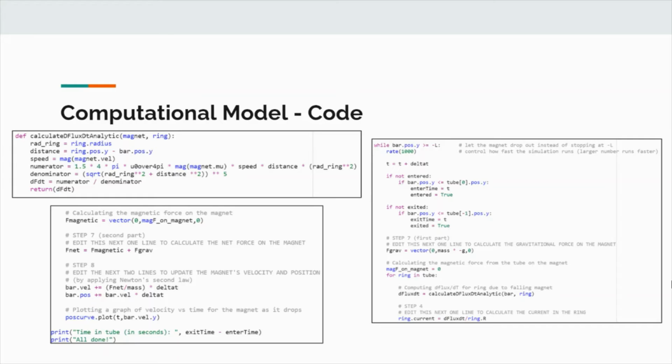Once we were done with the lab, we created a computational model to represent this lab. The first thing you can see at the top right is the loop that we run to calculate the change of magnetic flux over the change of time as the magnet is falling through the tube. The bottom left is used to find the magnetic force on the magnet, as well as the net force total, and then use this to edit a graph to see the bar's velocity and position change over time. And then to the right, you can see the loop that we used to find the induced current in the tube created from the falling magnet.